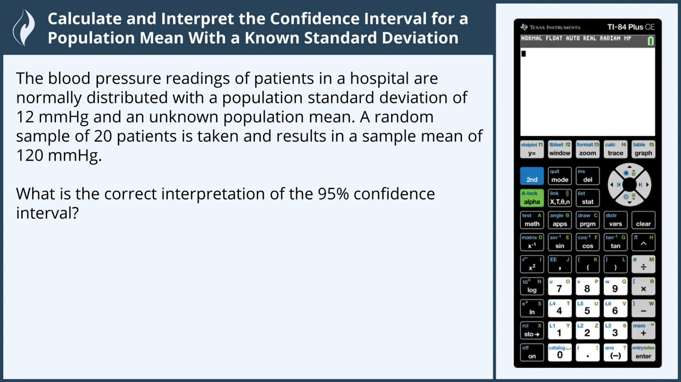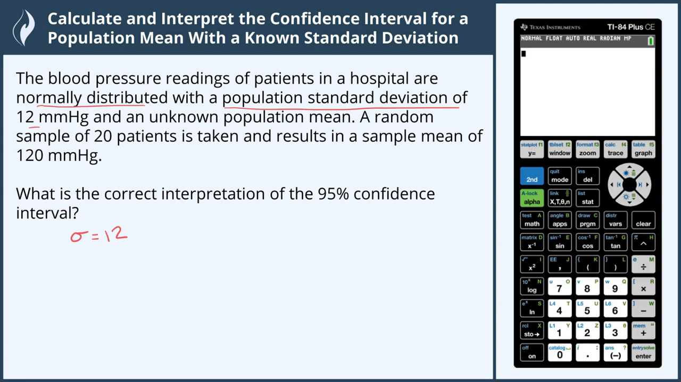Let's go ahead and gather all the data that we were given in the problem. We know that it's normally distributed, which means we can use our normal distribution tools. And the next part is that the population standard deviation is given to us of 12 millimeters of mercury. The population standard deviation is represented with sigma. So let's go ahead and notate that sigma is 12.